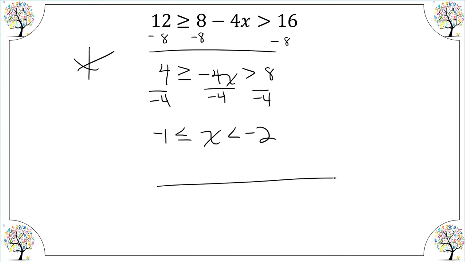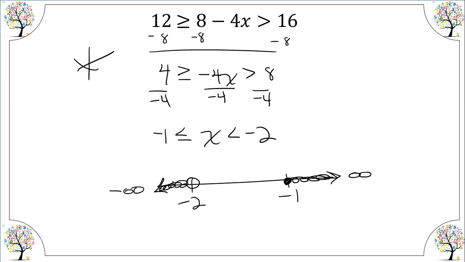And now we're going to graph this. Let's see what this looks like. Okay, now -2 is here and -1 is here. So let's just do this carefully. So x is less than -2, and it's not included. X is equal to -1. So x can be less than -2, or it can be equal to -1 and greater.